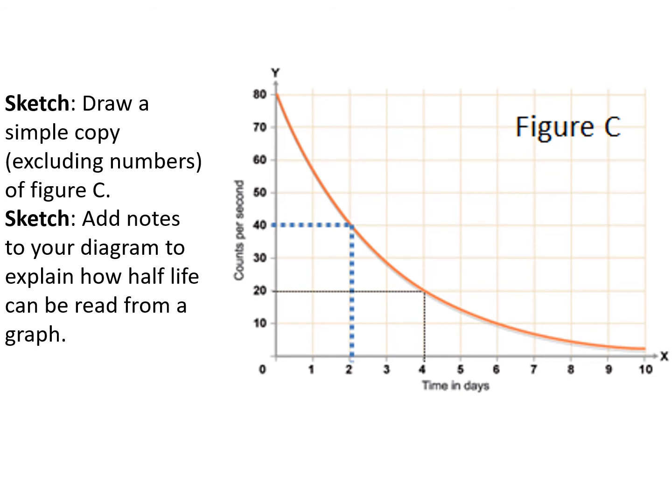So I want you to add notes to your diagram to explain how half-life can be read from a graph. That is, you take the initial count, you halve it and draw a line horizontally across until you meet the curve. Once you've met the curve, you draw a line vertically down. That will tell you the number of days it took to halve, or in fact just the time, because this might not be in days, it might be in minutes or hours or seconds or even years or millennia. Okay, I'm going to move on, so if you need to pause the video, please do so.